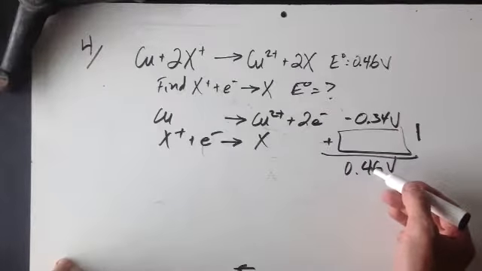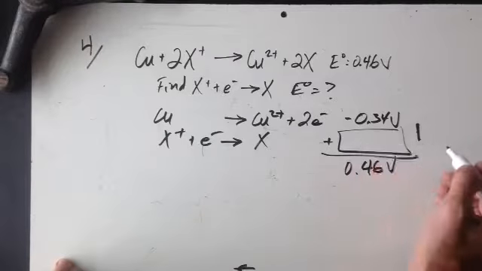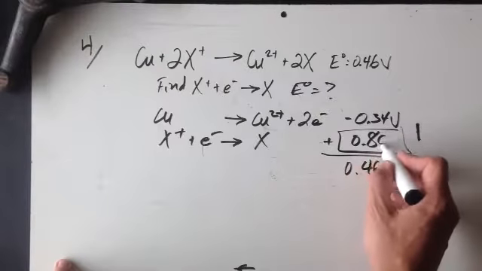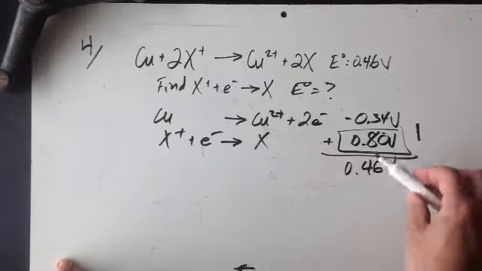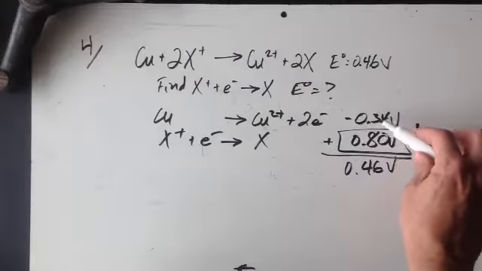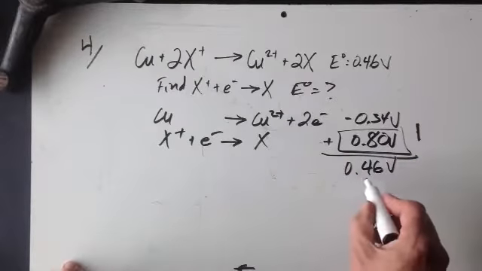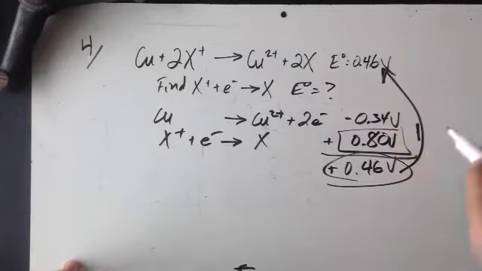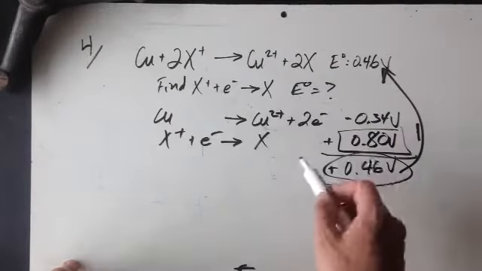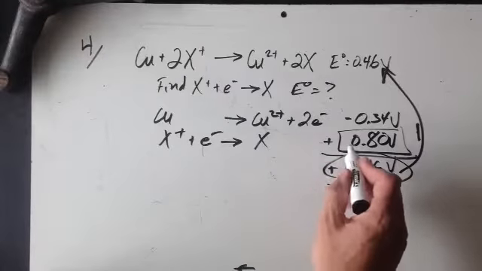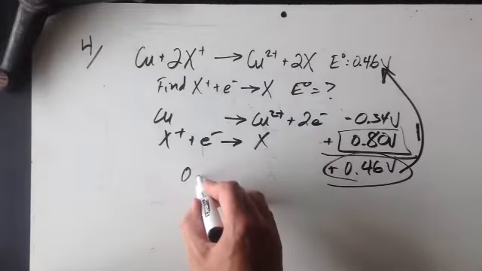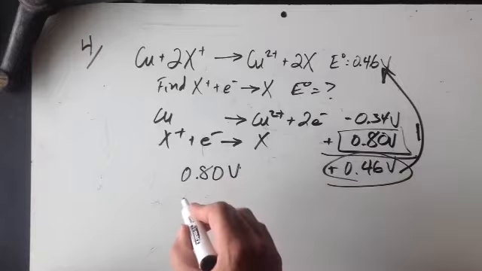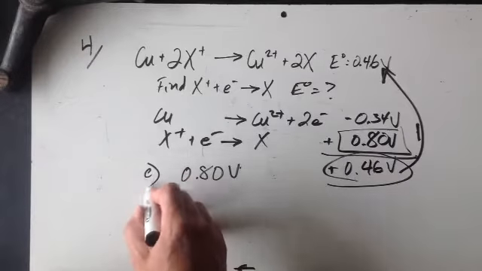Well, it turns out that that value is going to be 0.80 volts, because when you subtract 0.34 volts from 0.8, you're going to get positive 0.46 volts, which is what we're looking for. So the answer then is 0.80 volts, which according to the sheet is answer C.